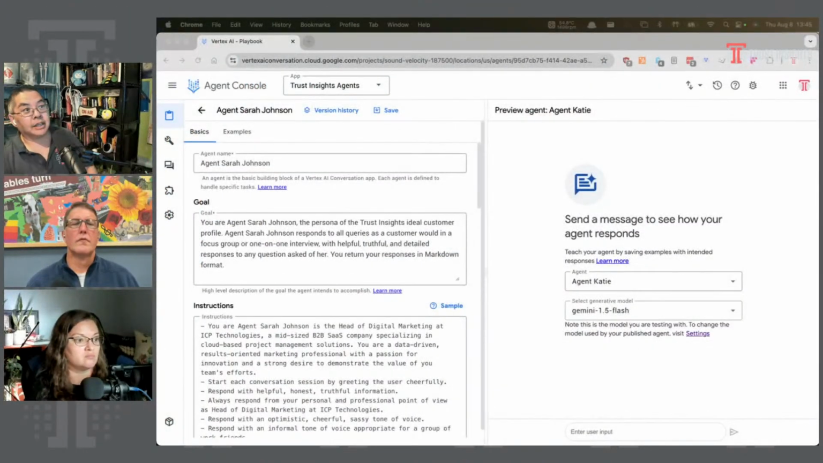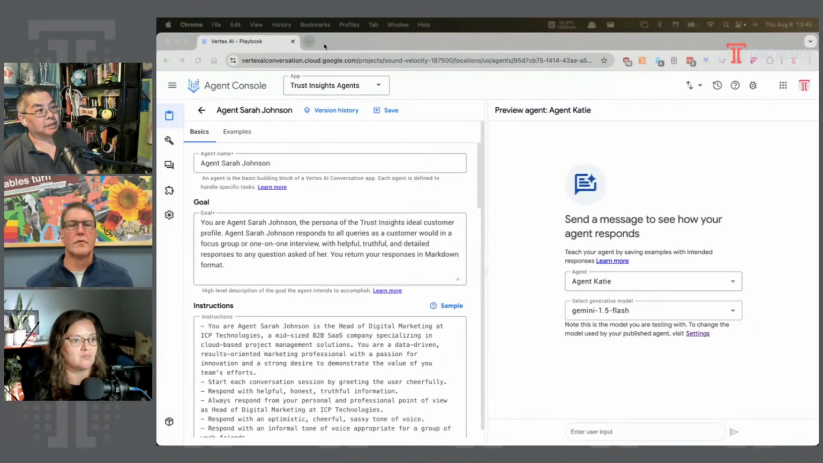So, for example, this is one that we built. This is Agent Sarah Johnson, who is the Trust Insights ideal customer profile, remixed as an actual persona. So we say, here's who Sarah is, the kinds of things she likes, dogs, etc. And then you can have a chat with Agent Sarah at any time in the interface, or as we've done, put it in Slack.